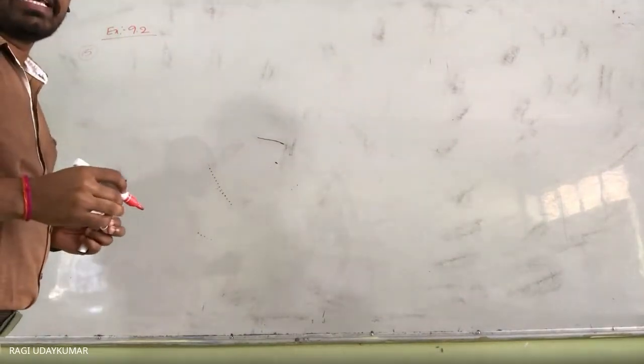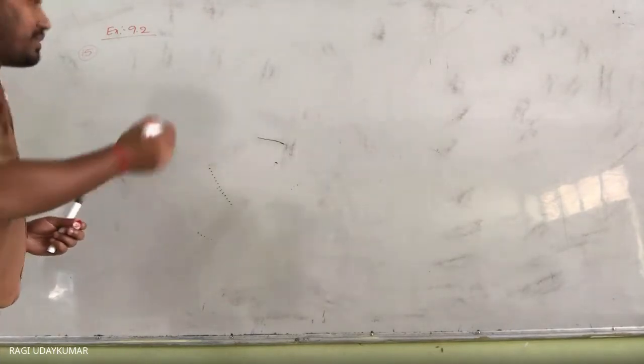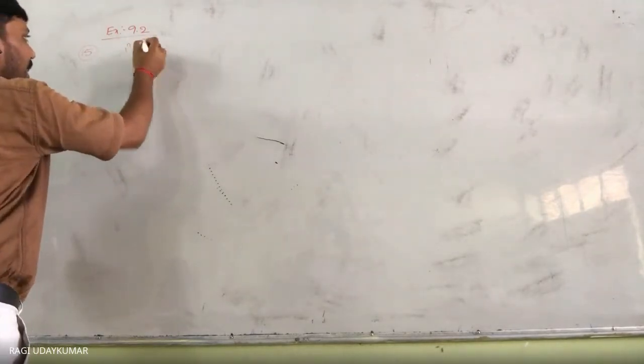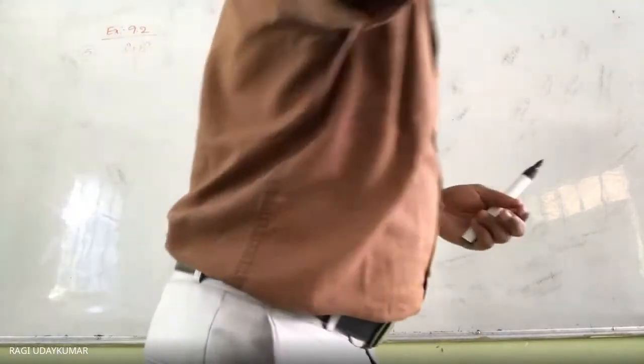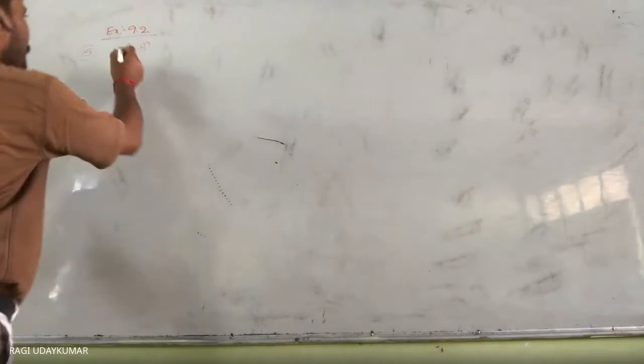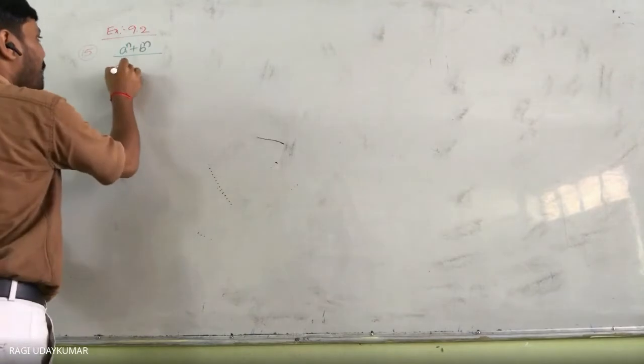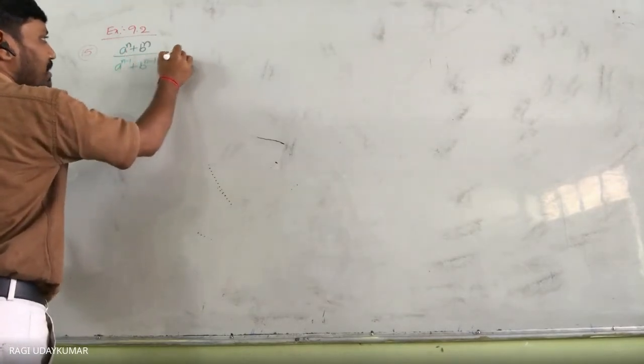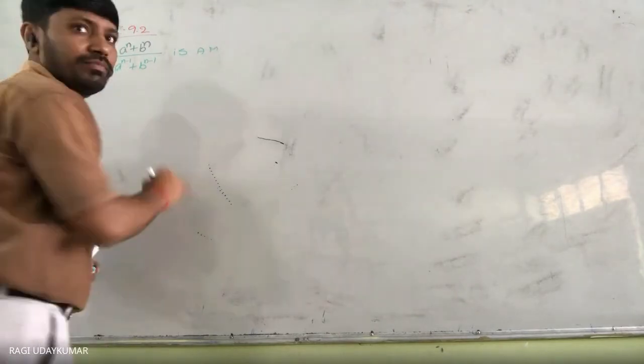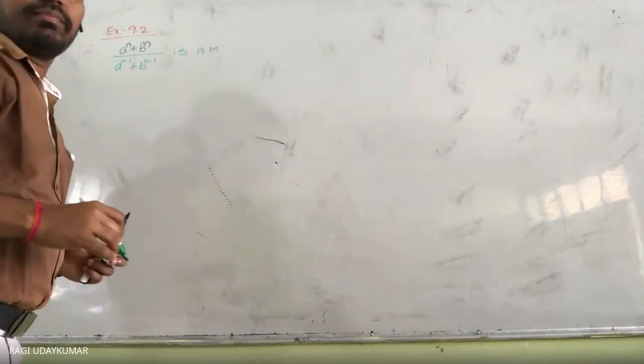So the question is: given that (a^n + b^n) divided by (a^(n-1) + b^(n-1)) is the arithmetic mean between a and b, find the value of n. So what is the formula for the arithmetic mean between a and b?